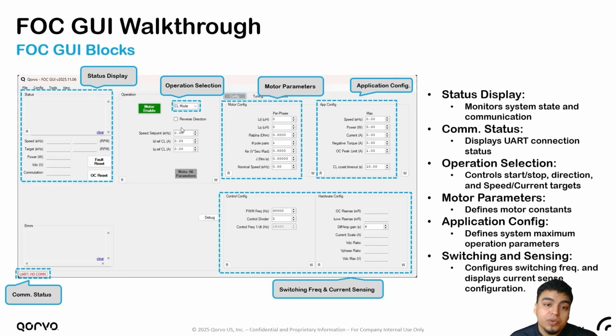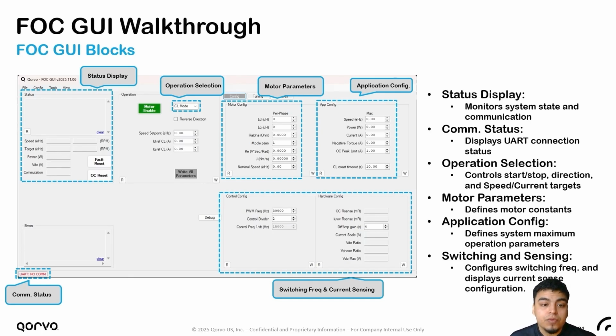Finally, your operation selection. This is your runtime control panel. You can start and stop the motor by clicking on this motor enable, as well as change directions using this checkbox. You can also enter your closed loop speed and your closed loop current targets, depending on what mode you're using. Okay, so these are the key blocks I want you to recognize for now.